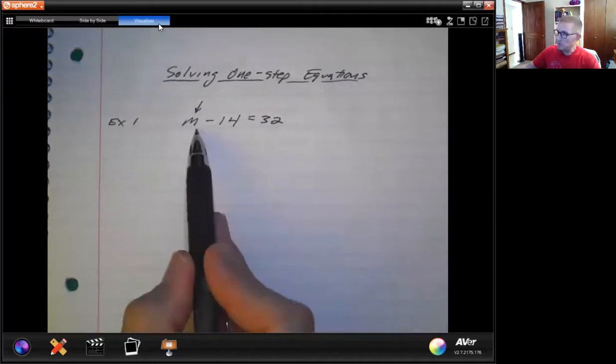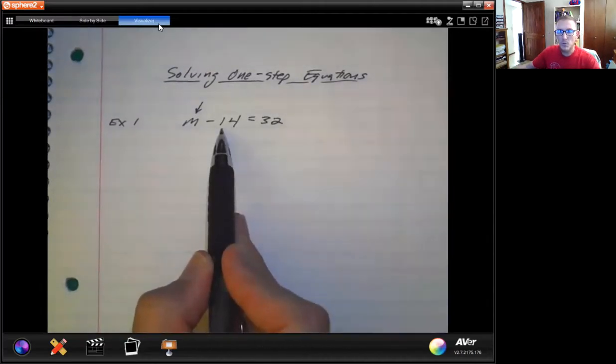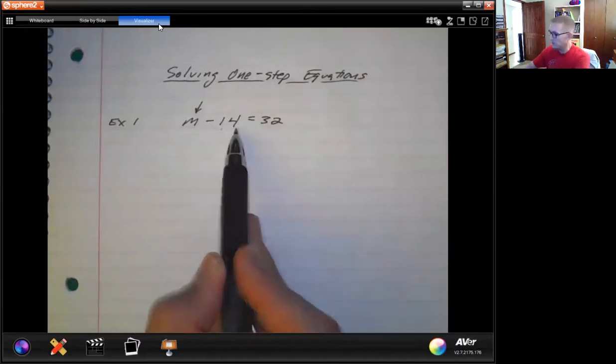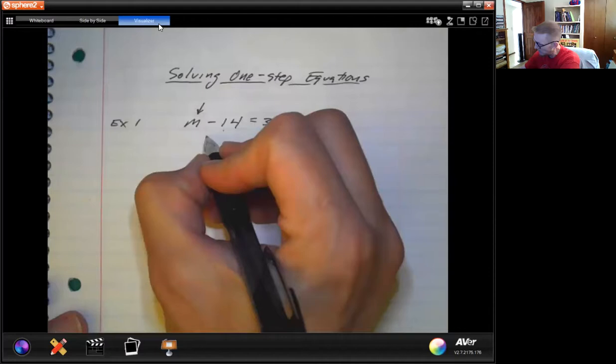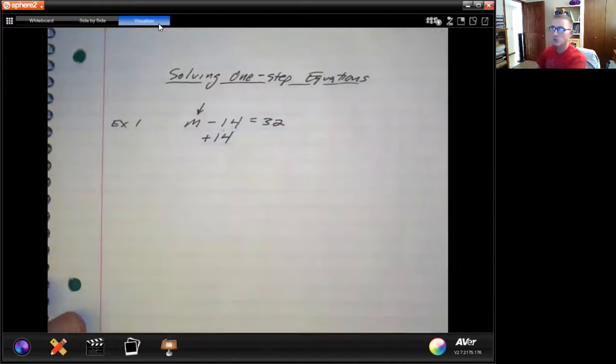We have m and we're subtracting 14. So in order to get rid of the 14, we've got to do the opposite. We have to do the opposite of minus 14, which is plus 14. Now I'm going to have you guys write the plus 14 right underneath it. A minus 14 and a plus 14 cancel out because when I put them together, they make nothing.